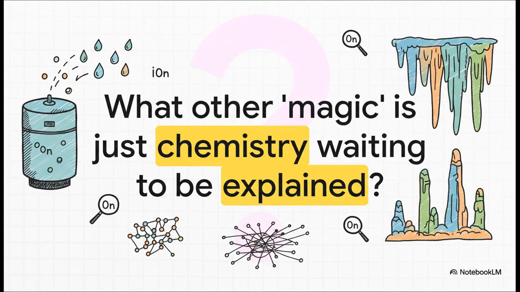So, what started out looking like a magic trick is really just an invisible dance going on, with rules you can actually predict. This is how things like water softeners work, or how incredible cave formations get built over thousands of years. It kind of makes you wonder, right? What other magic that we see every day is just chemistry, waiting for us to zoom in and see what's really going on?